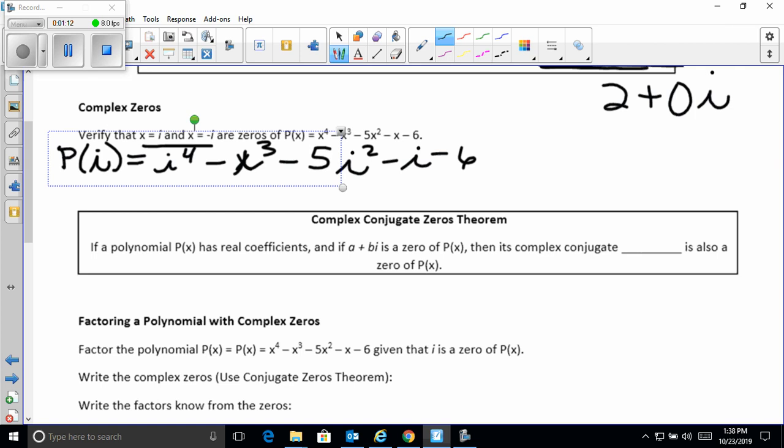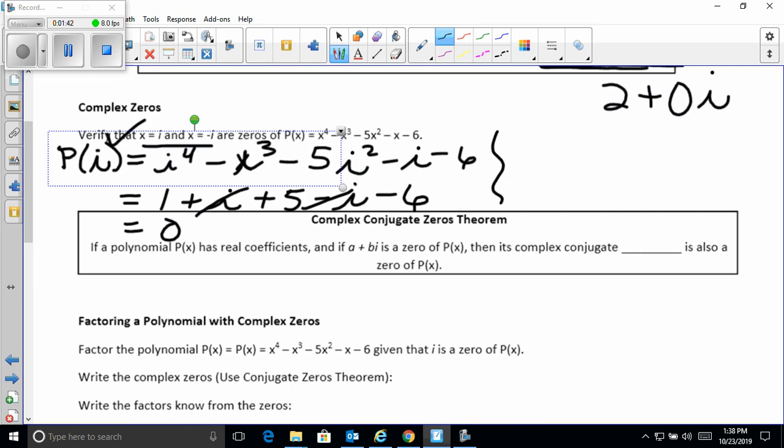So i to the 4th is 1. i to the 3rd would be a negative i, so that's going to be plus i. Negative 5 times i squared would end up being a negative 5, so it's going to be plus 5. Minus i minus 6. So if I put that together, those cancel, that's 6 minus 6, which is 0. So yes, i does work. It is a 0 for that.